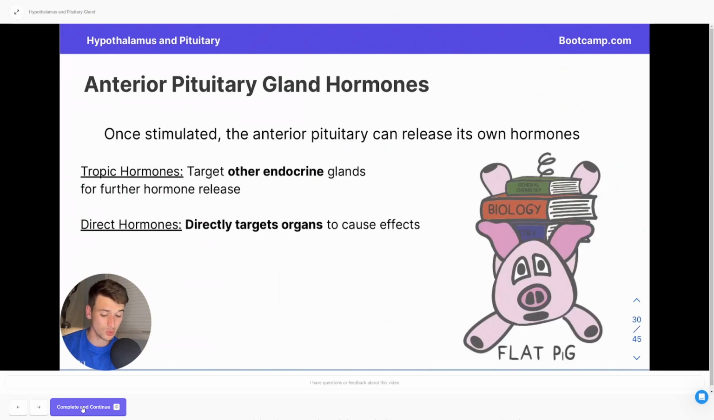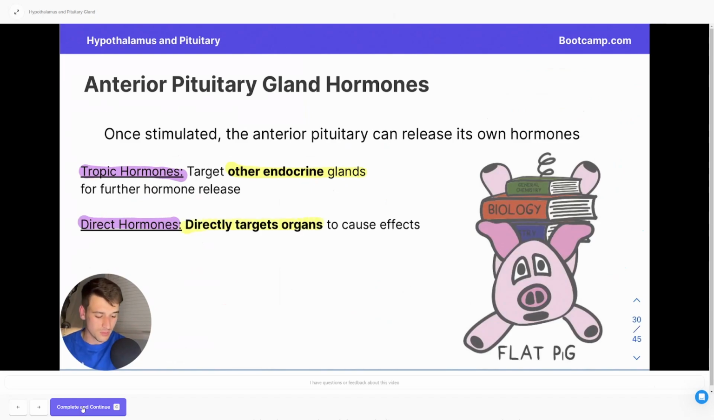There's actually two kinds of hormones, though, that are produced and released by the anterior pituitary gland. The first is known as tropic hormones, and these are going to seek to, quote-unquote, keep the ball rolling, because tropic hormones target other endocrine glands with the goal of causing those endocrine glands to release their own hormones. Direct hormones, in comparison, take a little bit of a different approach. Rather than targeting endocrine glands and trying to stimulate the release of more hormones, they're just going to go right to the organs and try and cause some effects themselves.